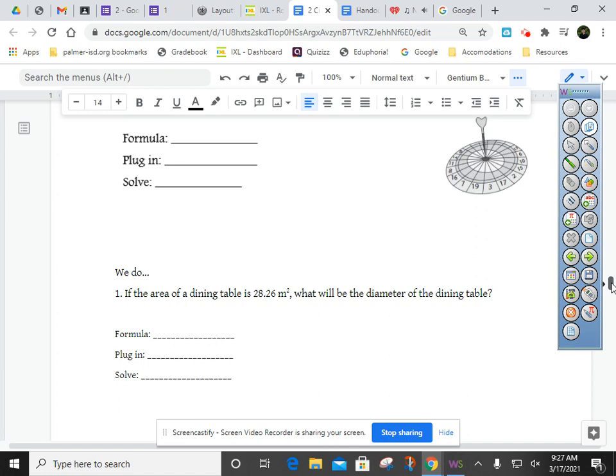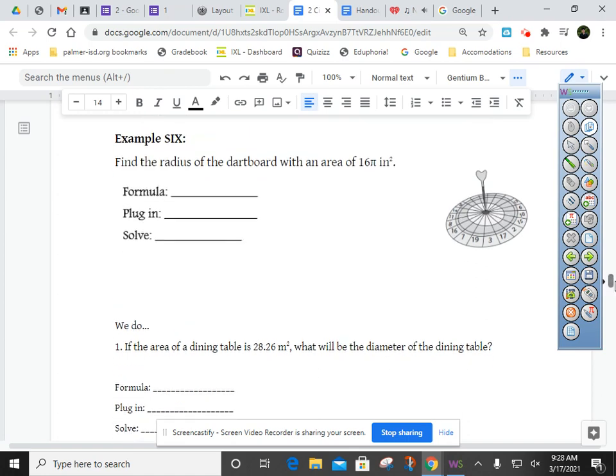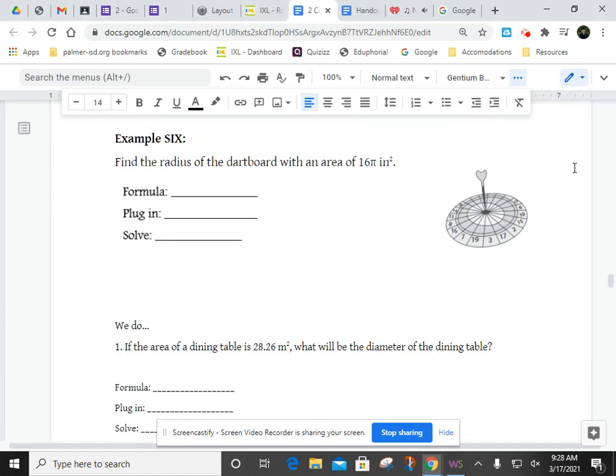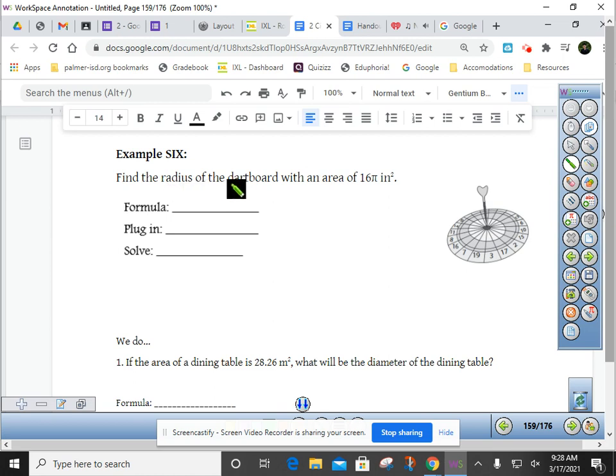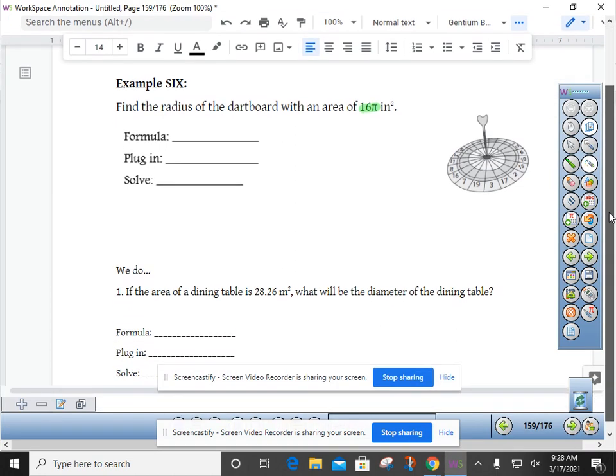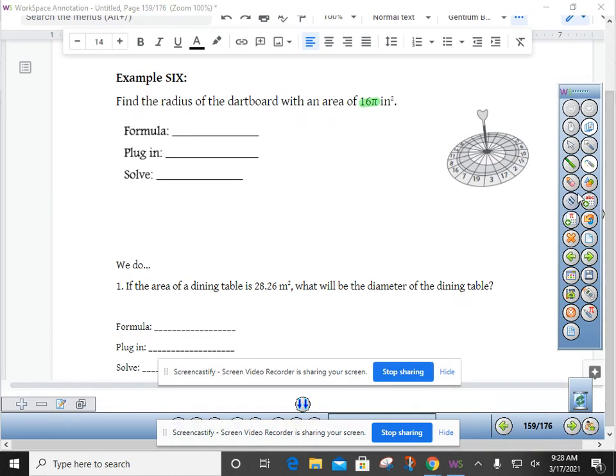Let's do example 6. Find the radius of the dartboard with an area of 16 pi. How many of you already know the answer? What is it? 4. Somebody said it. Good job, Nathan. Good job, Silas. Awesome. It's 4. How did you do that so fast?